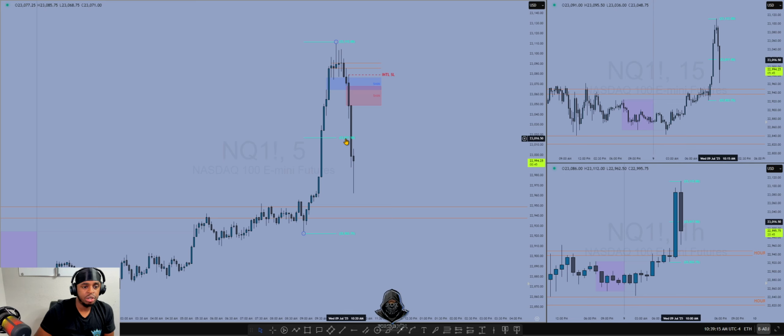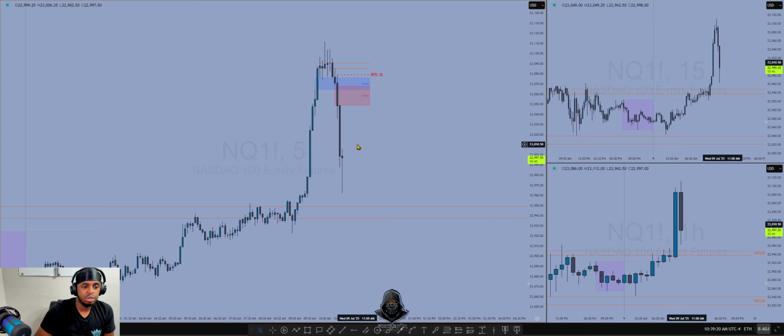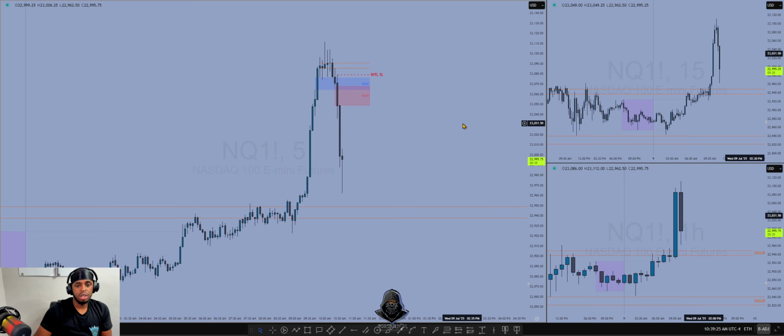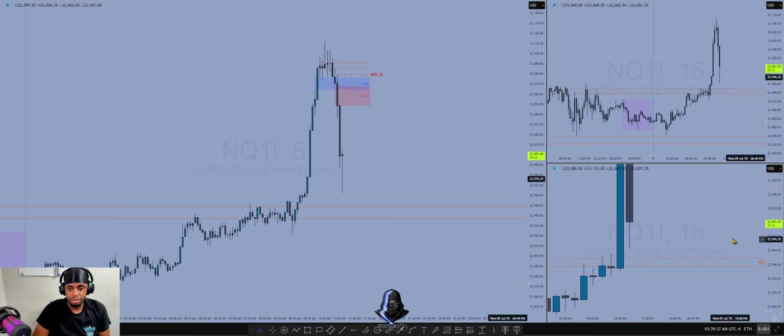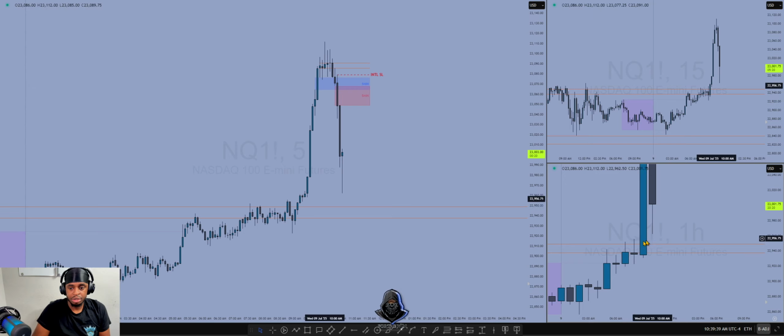Well, 23,117.50 is our midpoint. And then we start creeping back into that 23,000. That'll be price showing if it wants to fail and then continue to the downside. Remember, it's just trying to close this imbalance here. It would have been cool if it went down, closed it, and then pushed back up. But it left it open so far.